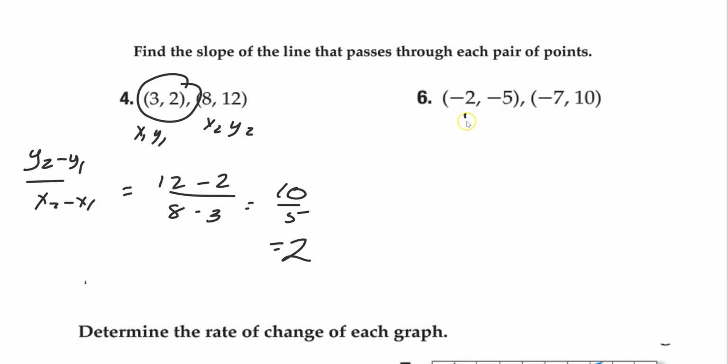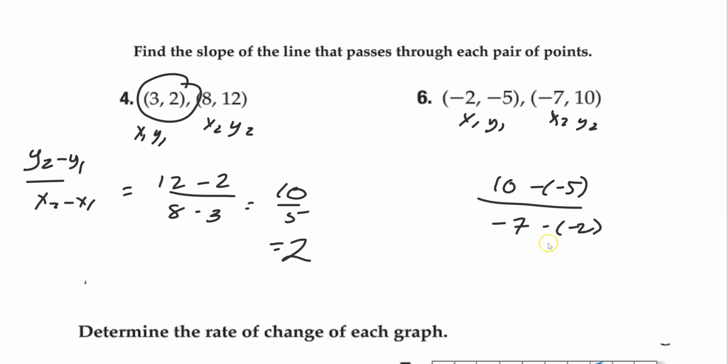Right, this one's the same thing. Again, just keep in mind that this is an x and a y. The biggest mistake people make is they put x1, x2. Don't know why, but whatever. Use the formula. 10 minus negative 5 over negative 7 minus negative 2. Two negatives make a positive, so that becomes plus, and that becomes plus. 10 plus 5 is 15. Negative 7 plus 2 is negative 5. So negative 3. That's right. That's how you find slope or rate of change through any 2 points.